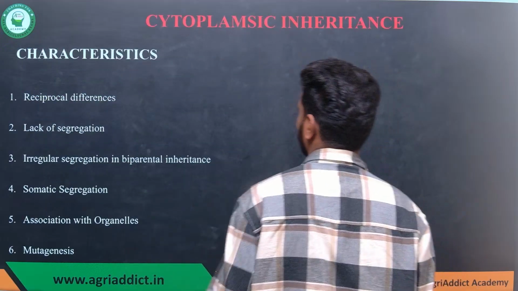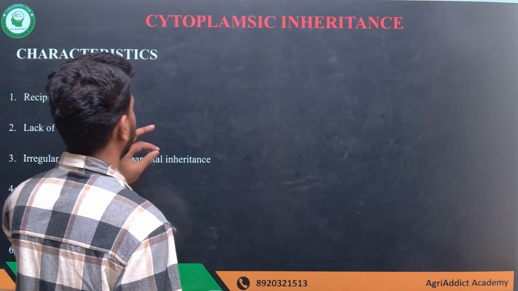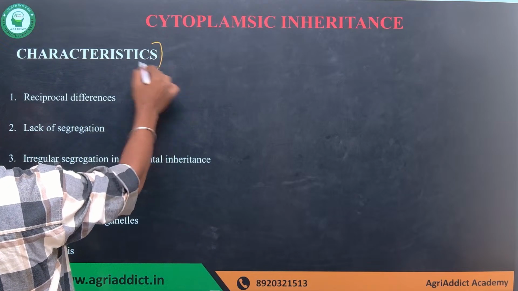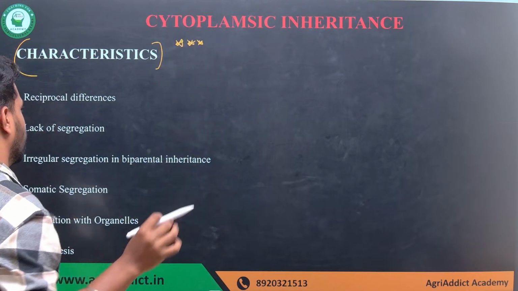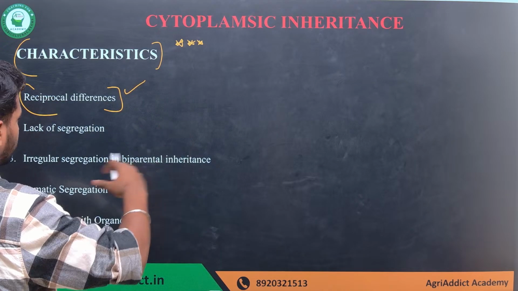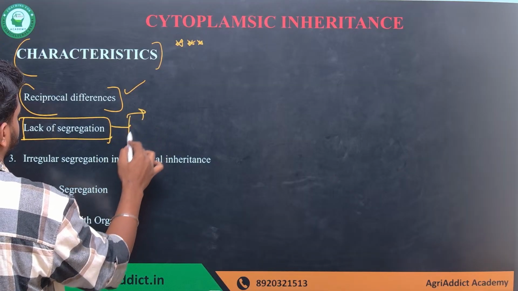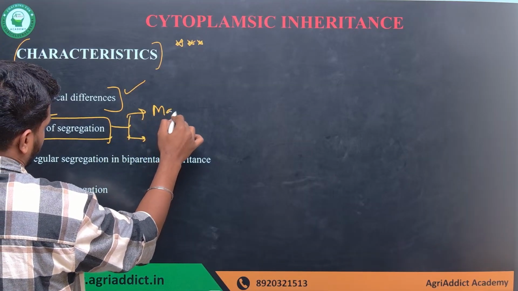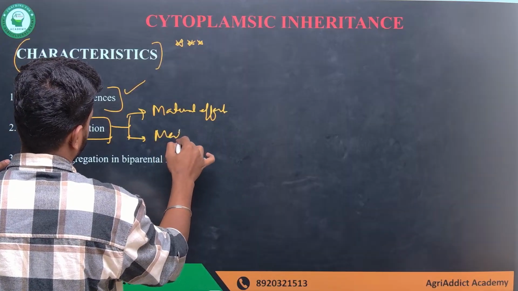Next, we'll jump into the exact cytoplasmic inheritance in a bit more detail. First thing, very important is to remember the characteristics of the cytoplasmic inheritance. First, you see the reciprocal differences, which you also saw in the maternal effect. Then there is a lack of segregation, but this is a difference. This is one thing by which you can differentiate between the maternal effect and the maternal inheritance.